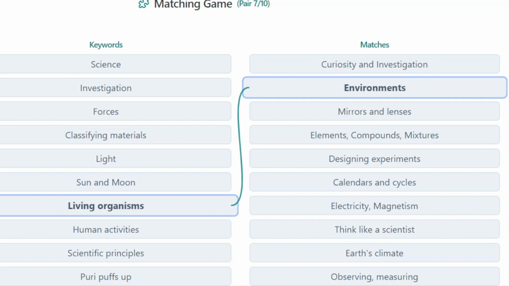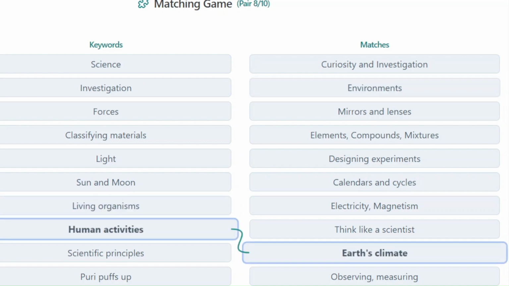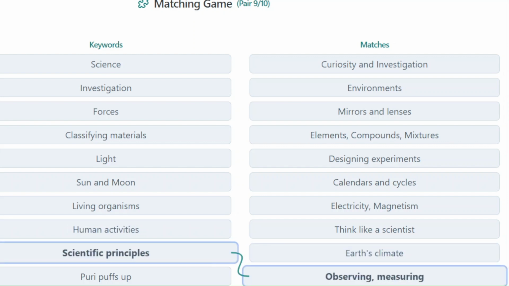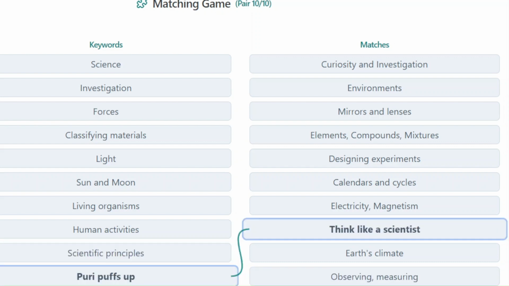Living organisms. Environments. Human activities. Earth's climate. Scientific principles. Observing, measuring. Pori puffs up. Think like a scientist.